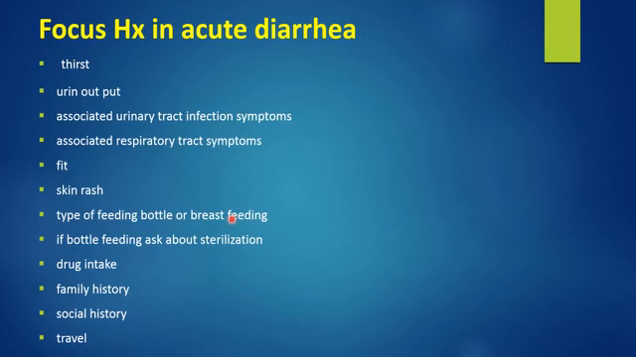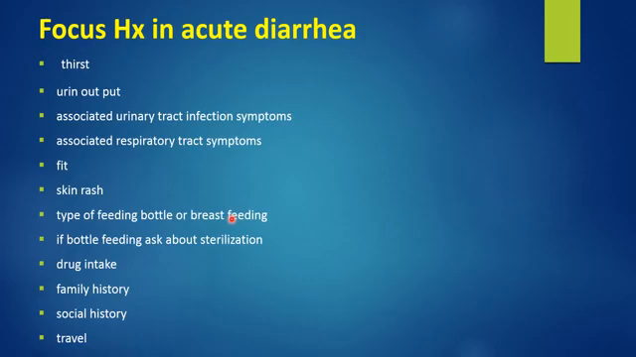Any associated urinary tract infection symptom, like painful micturition, abnormal odor, frequency, because usually there is another cause of acute diarrhea other than gastroenteritis, and that is infection outside the gut. You have UTI and pneumonia and meningitis and otitis media. All these infections may cause diarrhea, especially in the first year of life. This is what is called parenteral diarrhea. So we have to ask about any symptom associated to urinary tract infection.